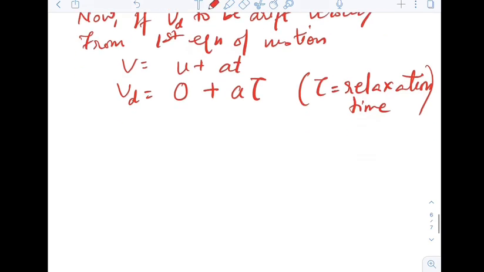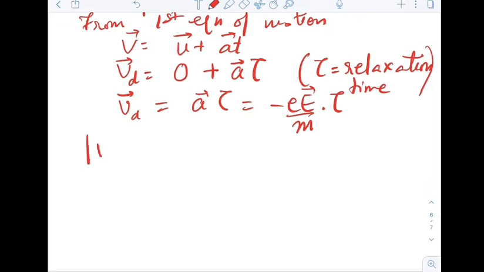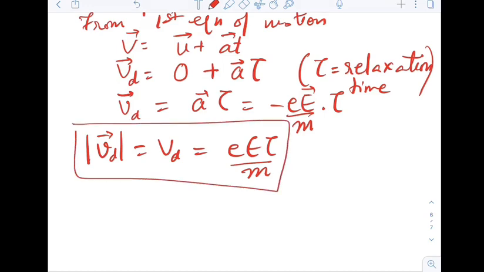Okay. Now we can have Vd vector equals acceleration into tau, and acceleration, as we remember from earlier, was minus eE vector upon m, into tau. Now this is the vector form of drift velocity, or we can take the magnitude of this velocity, which is the drift velocity, equal to eE tau by m. So this is the formula for drift velocity. I think it is very simple.